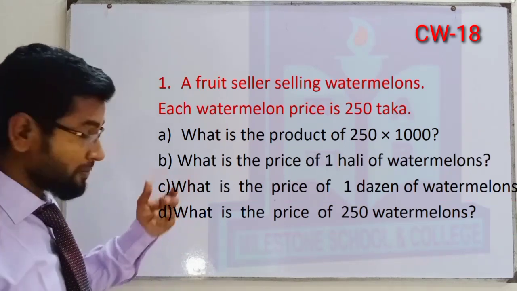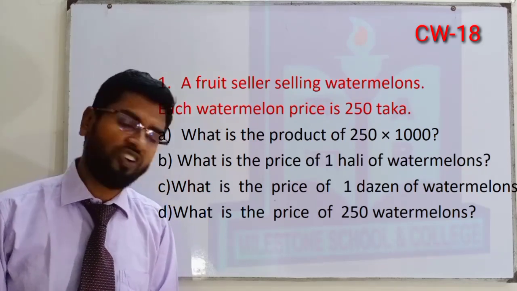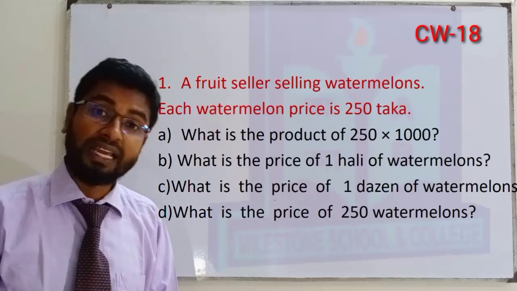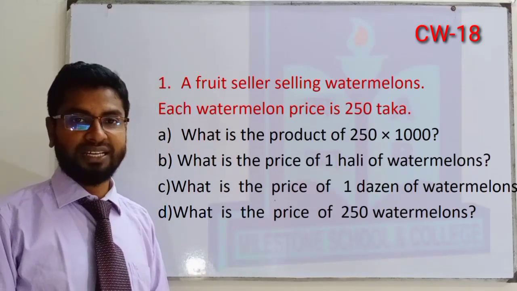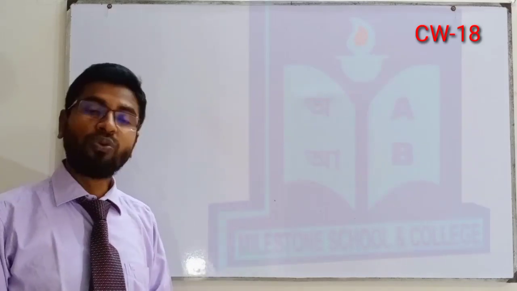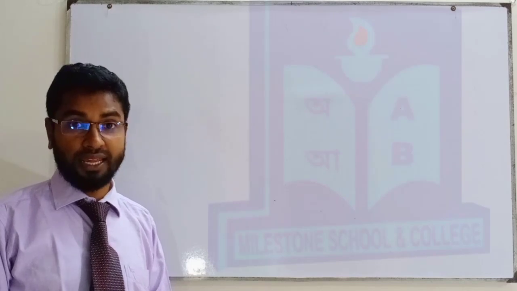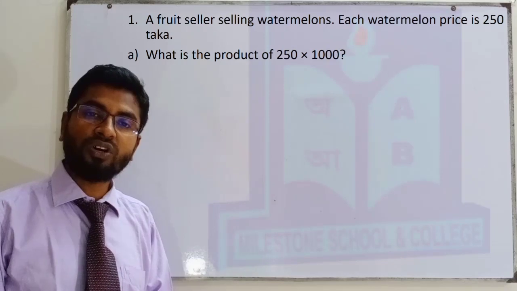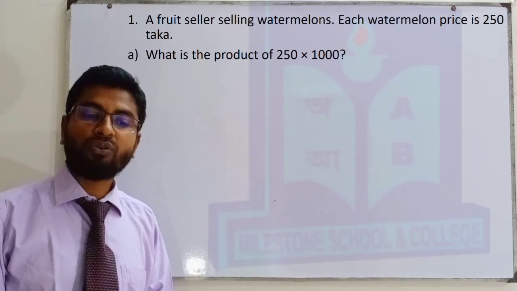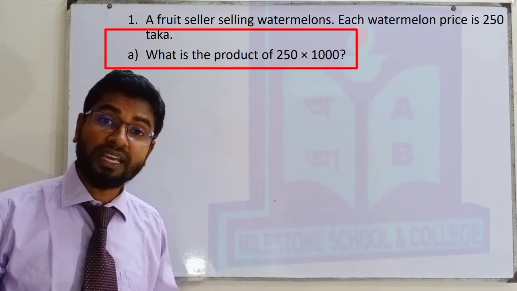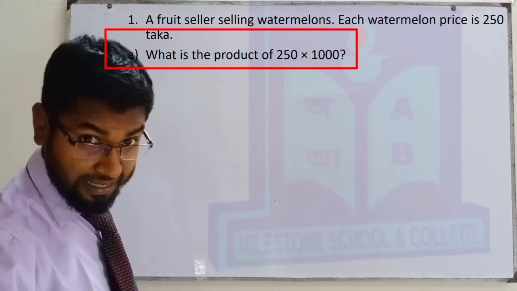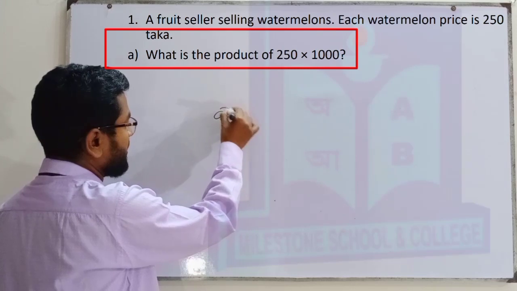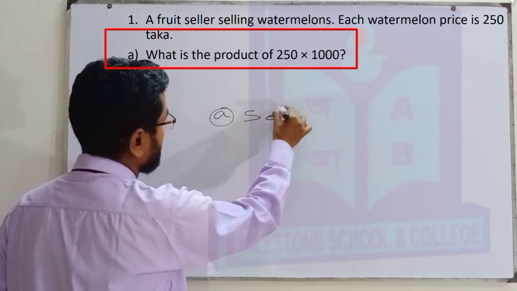So, creative math, stem is very important. You will read the stem again and again. Okay. Now, we will go for solution number A. See, again you will read stem, then go for A number. A number, what is the product of 250 and 1000? See, it's a very easy answer. See, A number, you will write solution.